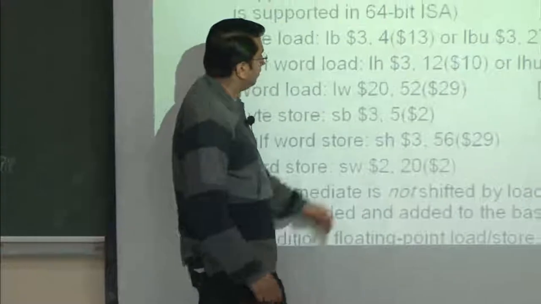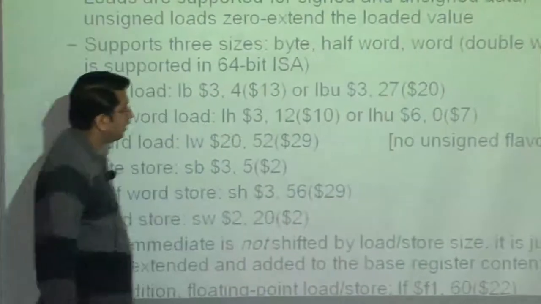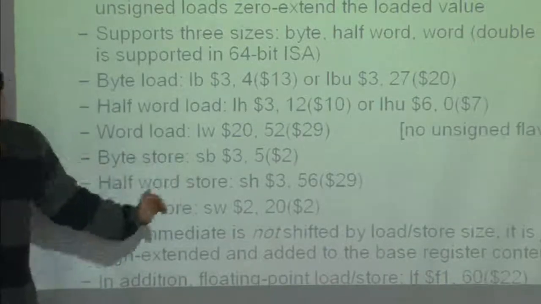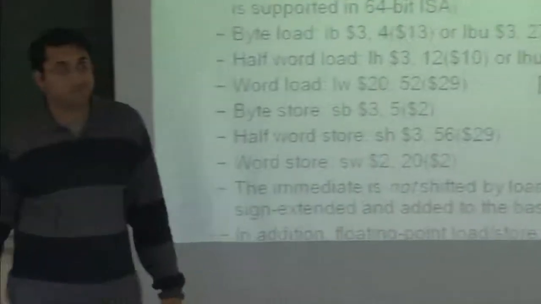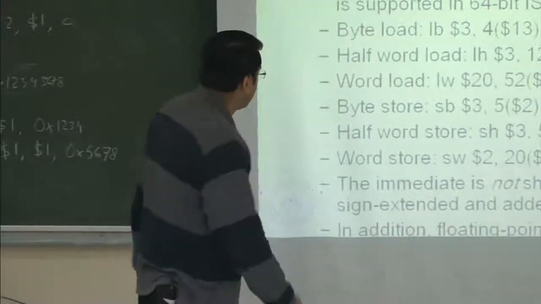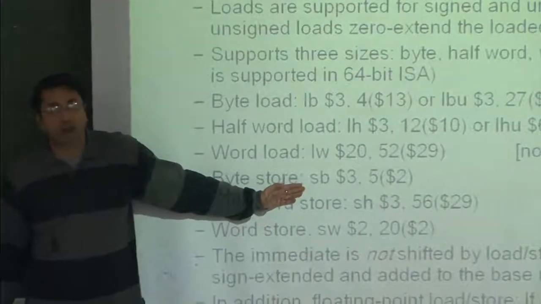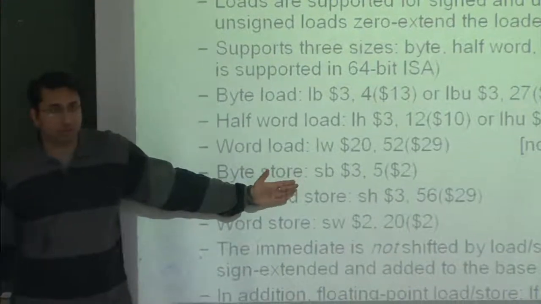Half word load, LH and LHU, load half word and load half word unsigned. Word load, load word, there is no unsigned flavor. Why is that? Exactly. It already returns a 32-bit value. There is nothing to extend actually. So even if we had a load word unsigned, it wouldn't make a difference. It would be exactly the same.